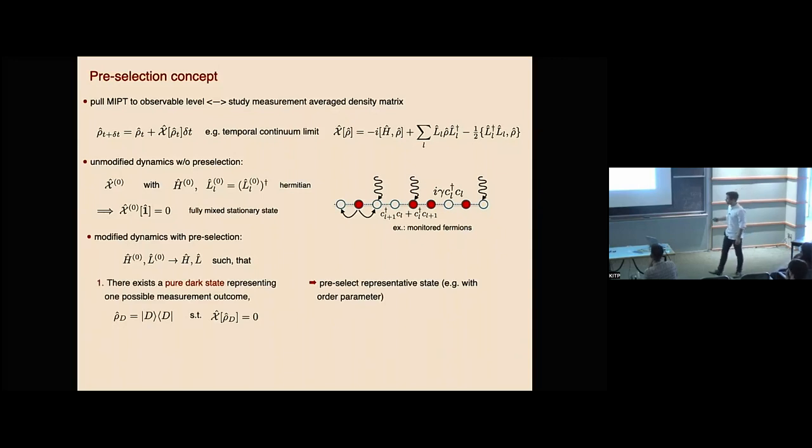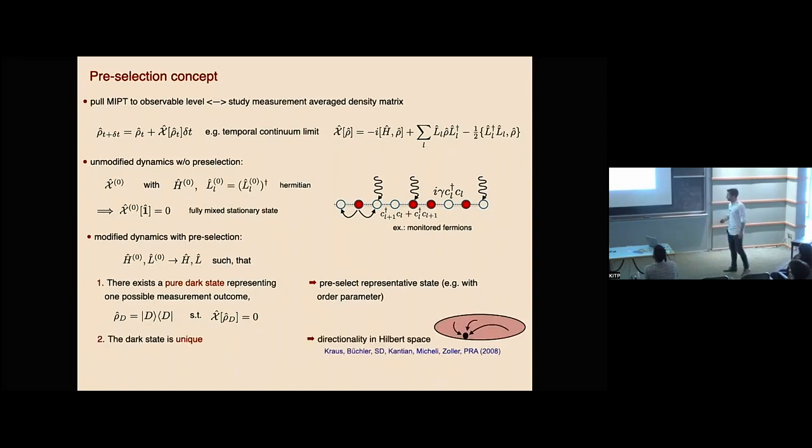The first rule is that we now want to engineer, or put in, a pure dark state representing one possible measurement outcome. What we want to achieve is that this generator of dynamics acting on that specific state evaluates to 0, so that the dynamics stops when this state is reached. So this pre-selects a representative state, and we can choose it, for example, as being equipped with an order parameter that is extensive in the system size so that we could detect it in a single shot measurement. The second ingredient that we want is that this dark state be unique.